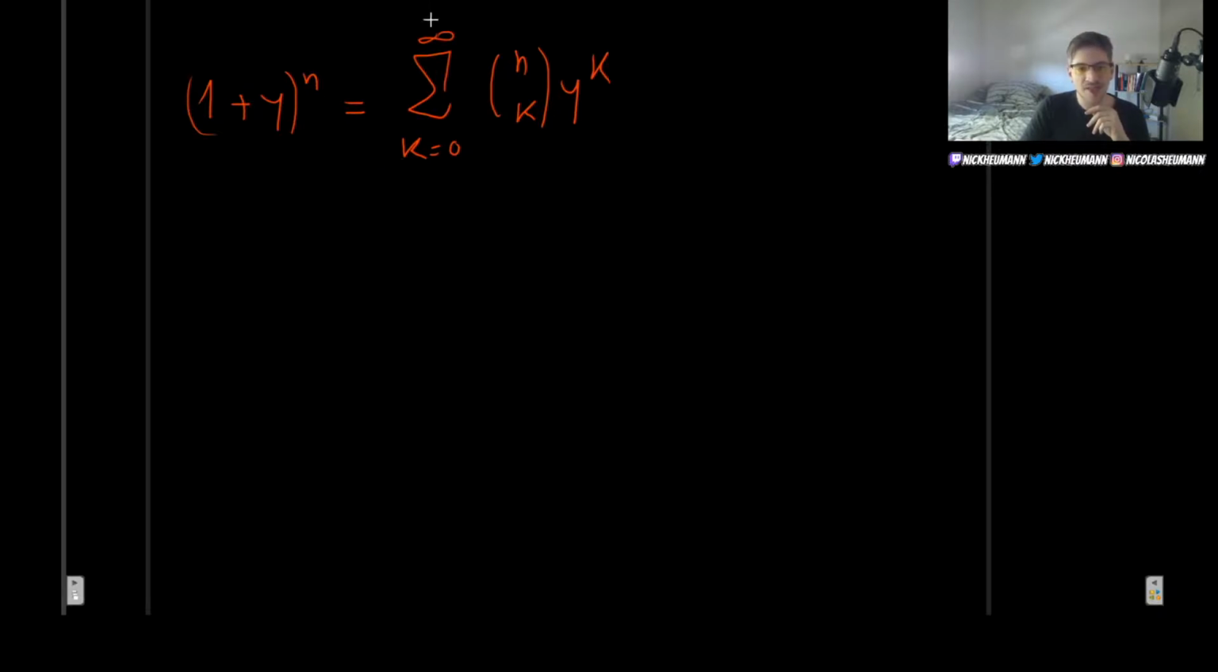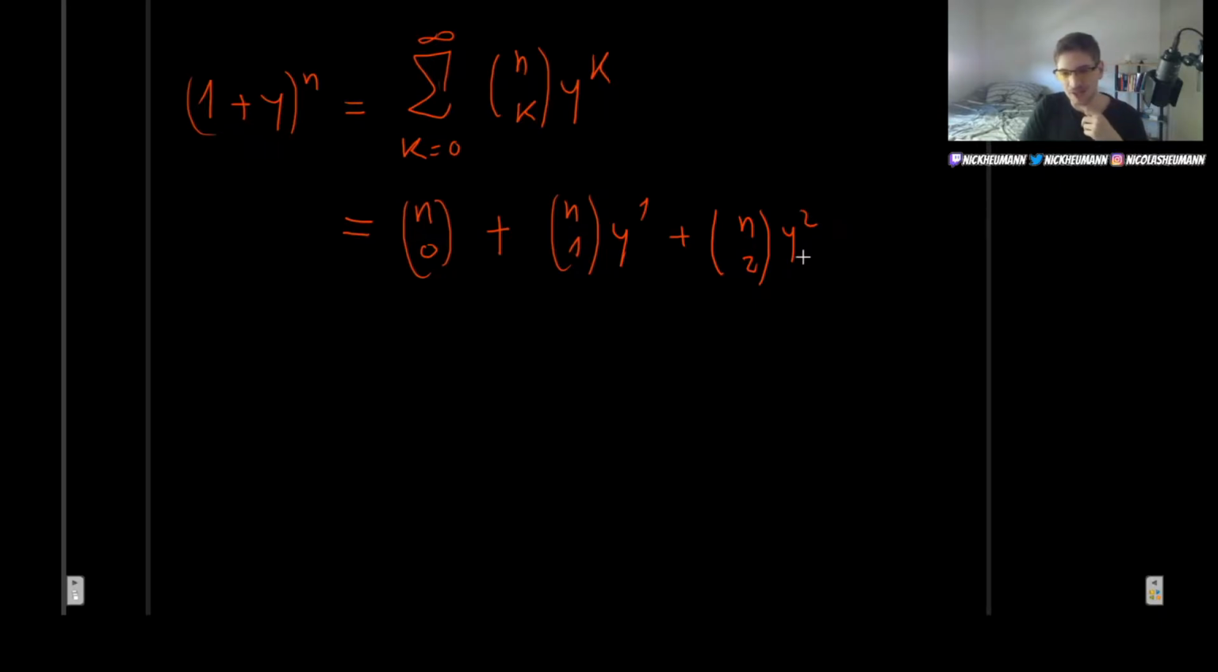So let me just write this out explicitly. So I will just write out the sum. So if we do the sum beginning with k equals 0, we get n over 0 times y to the 0th power, which is 1, plus n over 1 times y to the first power, plus n over 2 times y to the second power, and so on and so forth. And what would be n and y in our case? Well, in our case, y would be minus alpha squared over j plus 1/2 squared, and n would be 1/2.